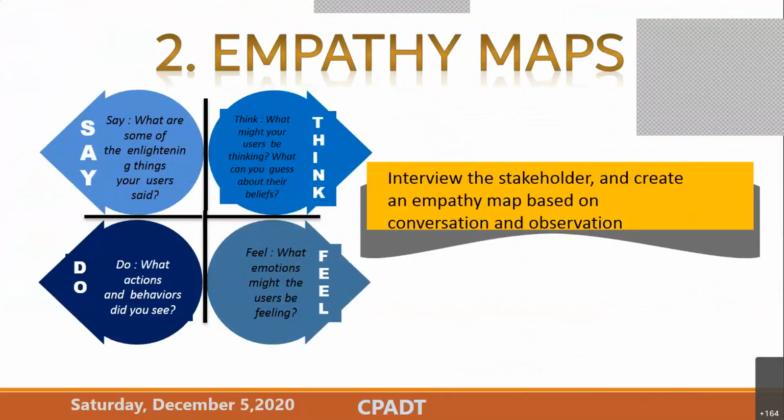So I used an empathy map, and for this empathy map, I use something called say, think, do, and feel. If you can see here, say, think, do, and feel. So now, what are some of the enlightening things that your users are saying about the problem? What exactly do the users have to say about the problem? What are they thinking? What might the users be thinking? What can you guess about their beliefs? What actions and behaviors do you see?